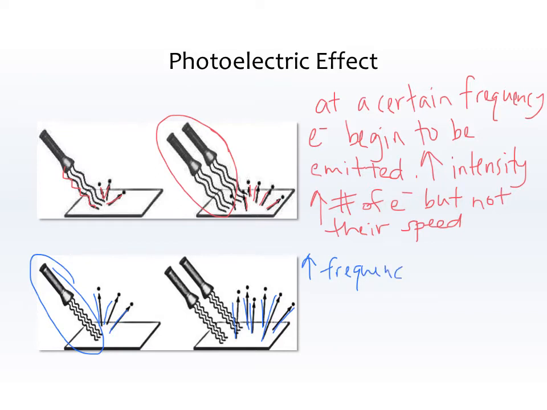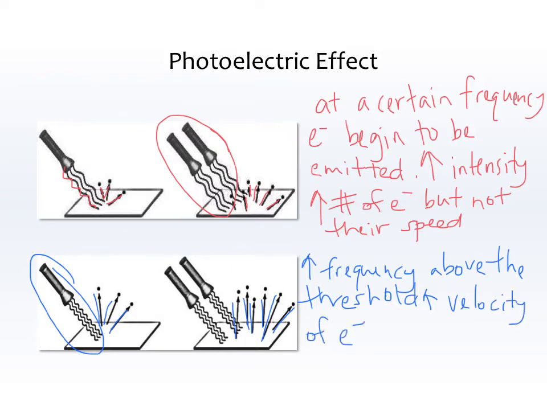The increased frequency above the threshold increases the velocity of electrons. All electrons share the same velocity. And that is called the photoelectric effect.